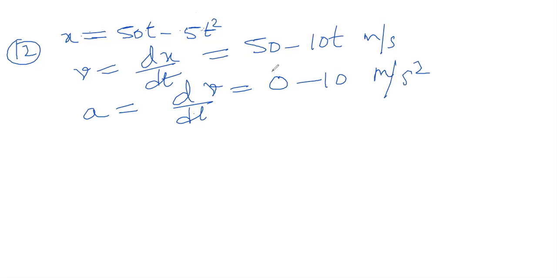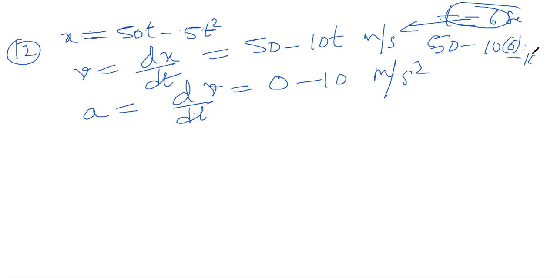Yes, we know that. Now put here t is equal to whatever they given in the options. First option t is equal to 6 seconds they gave, no? Substitute t is equal to 6 in this. Let us check what will happen. 50 minus 10 into 6. How much is that? 50 minus 60, minus 10. Is it or not?